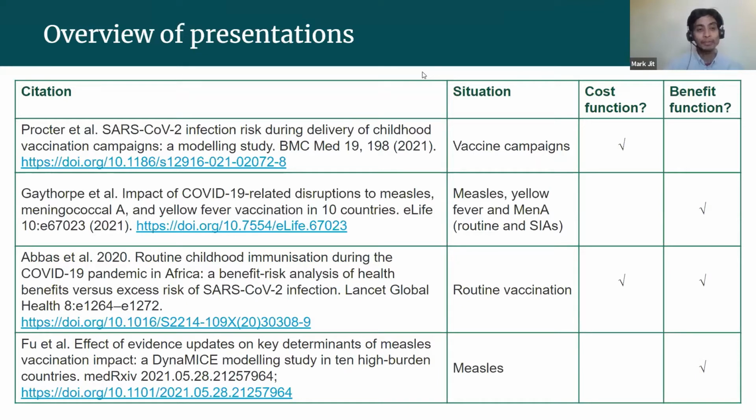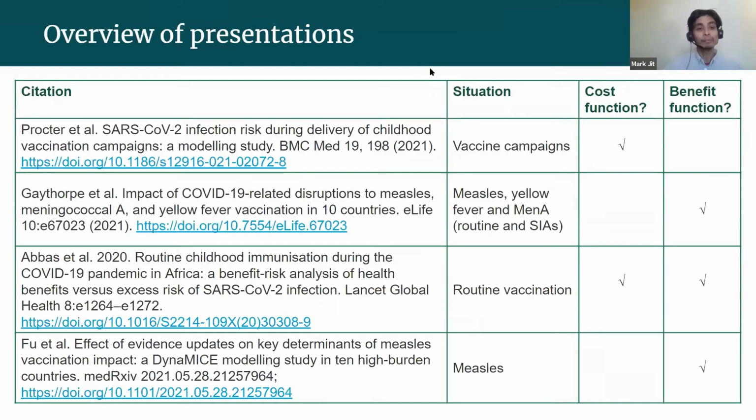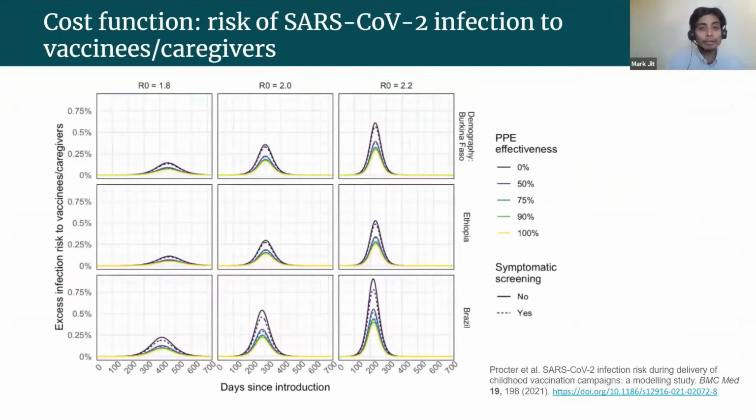The third piece is something my colleague Kaja Abbas will be talking about, really looking at both sides of the equation, a benefit risk analysis of looking at the health benefits of routine vaccination during the pandemic versus the excess risk of coronavirus infection. And last but not least, my colleague Han Fu will be looking specifically at measles and saying, actually, what has the disruption due to measles vaccination, what has been the impact of it, and what might we be seeing in measles as a result?